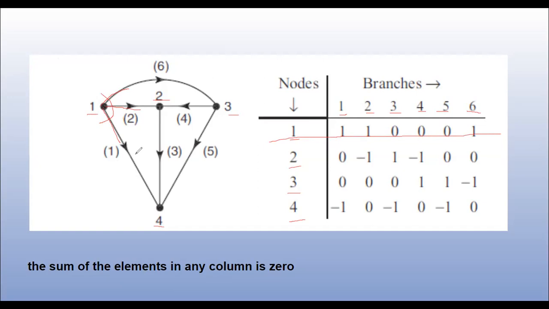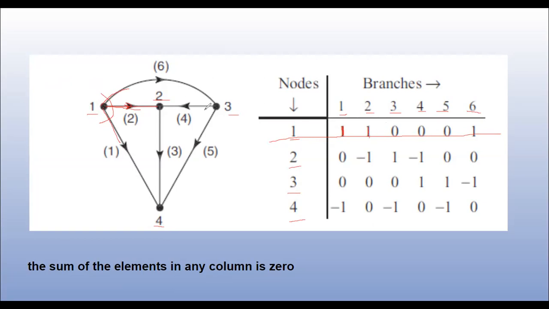Now branch number 1 is oriented away from node 1. We have seen in the rules that whenever a branch is oriented away from the node, we have to take it as 1. So that is why this element is 1. If we see branch number 2, it is also oriented away from the node. That is why it will also have 1 over here.